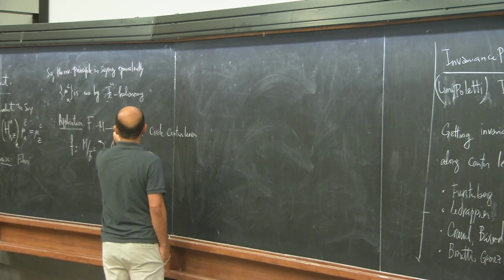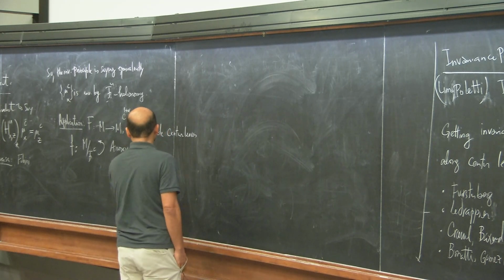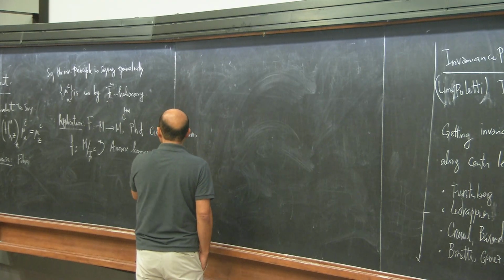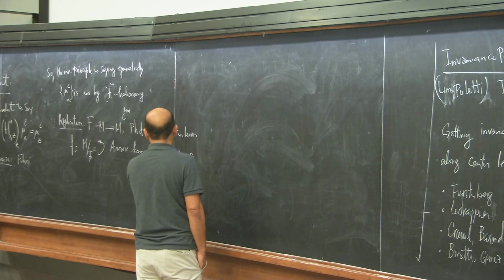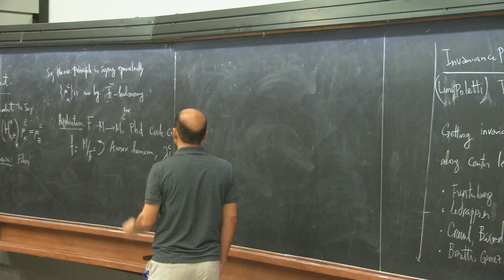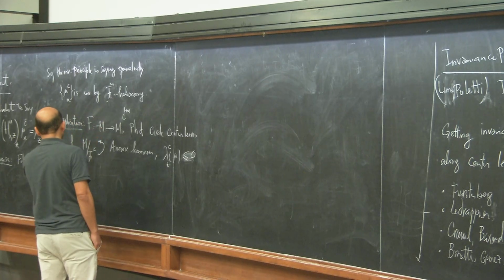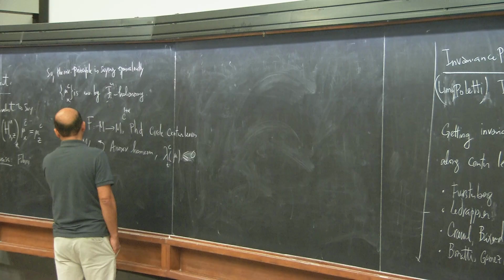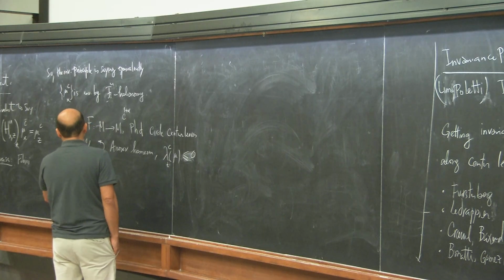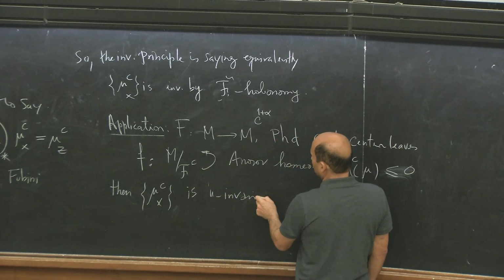Suppose that the dynamics is C1 plus alpha, and you have a measure such that all the Lyapunov exponents along the center are 0, or in fact are non-positive. Then the center disintegration of the measure is U invariant. Okay?